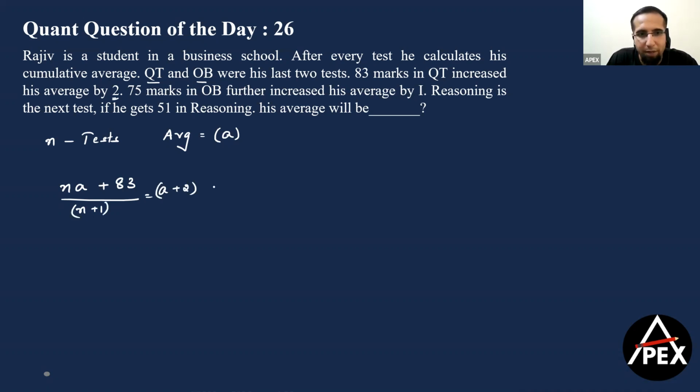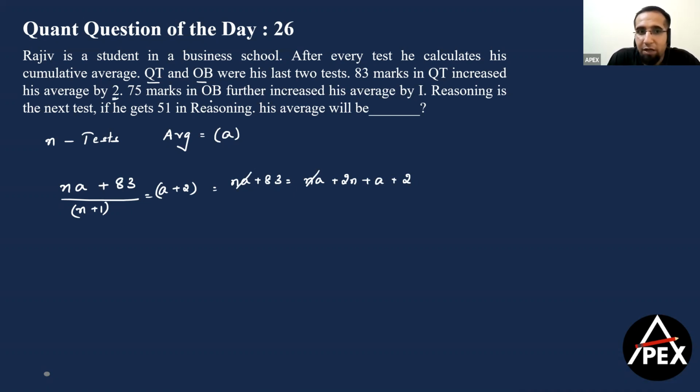So if we cross multiply, what do we get from here? We get NA plus 83 is equal to NA plus 2N plus A plus 2. So NA gets cancelled. Right?